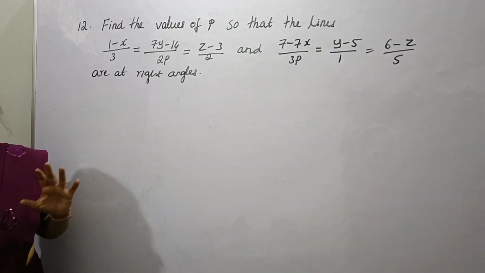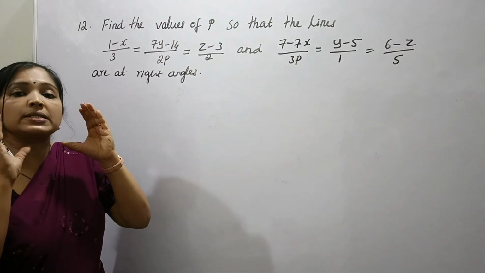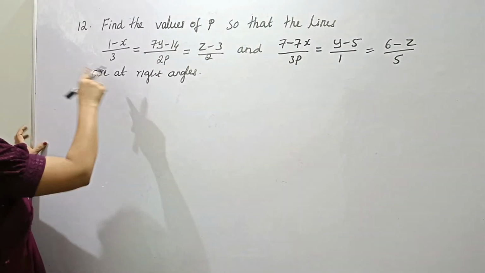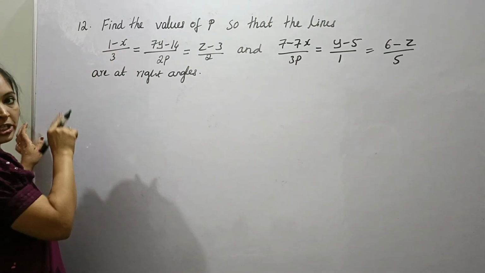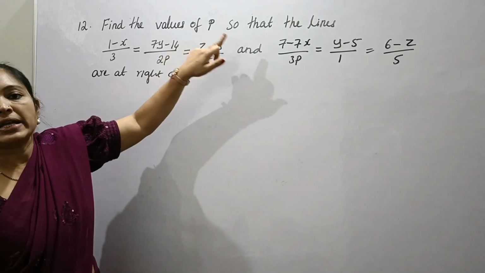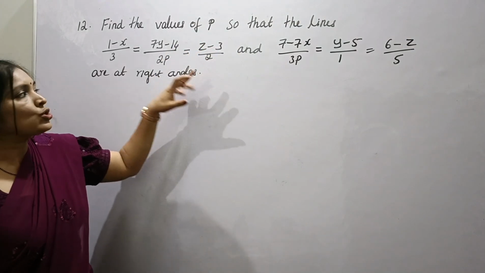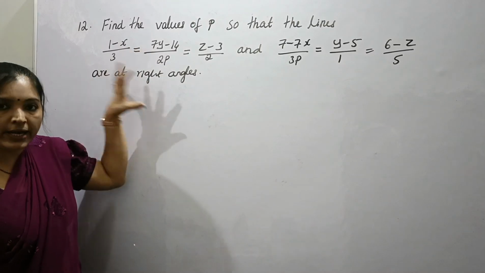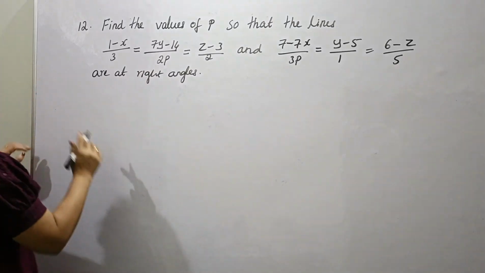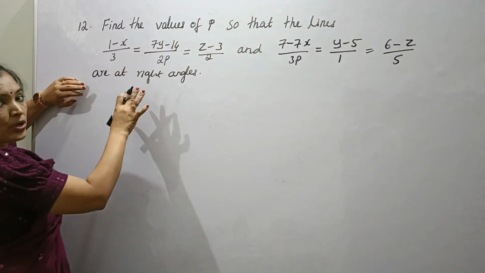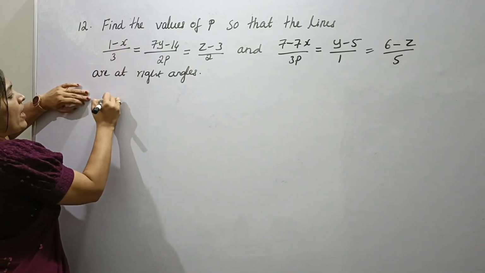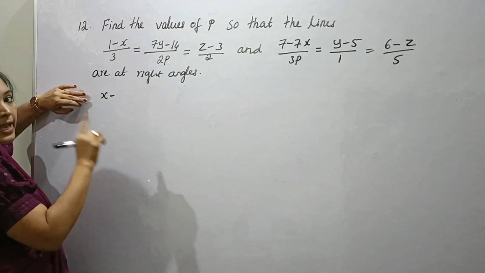First of all we have to write these equations in standard form. We know the equation of a line in Cartesian form, that is in standard form, is (x − x1)/a = (y − y1)/b = (z − z1)/c, right? We have to write it in standard form, and only then will we get the direction ratios of the line. So first of all let's write the given equations in standard form, that is in Cartesian form. Here 1 − x, our equation should be x minus, that is x − x1.